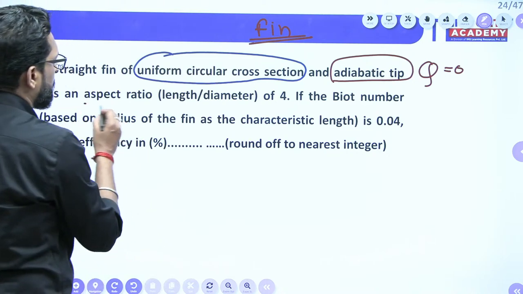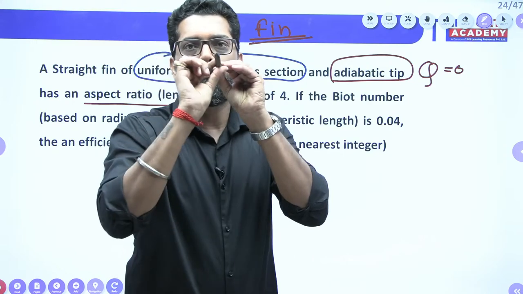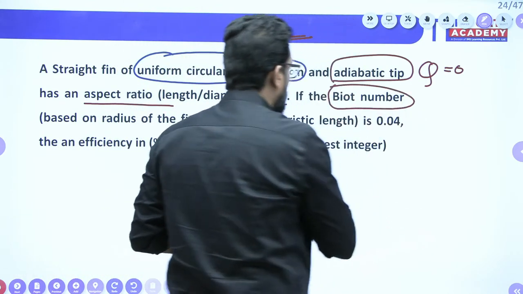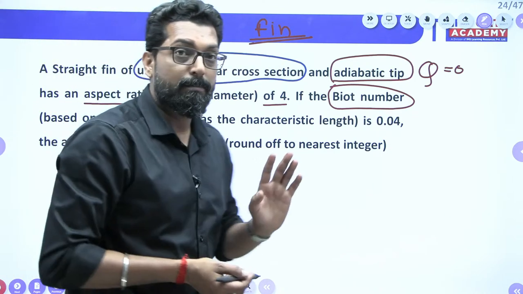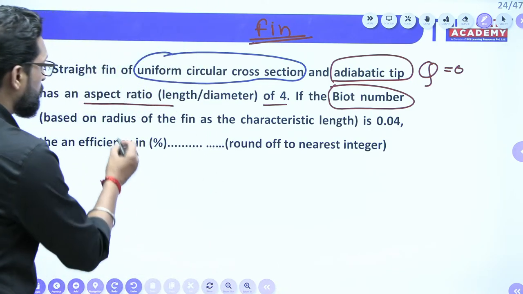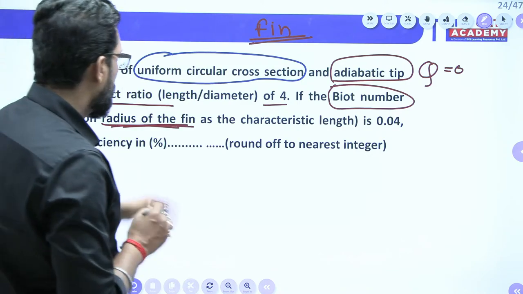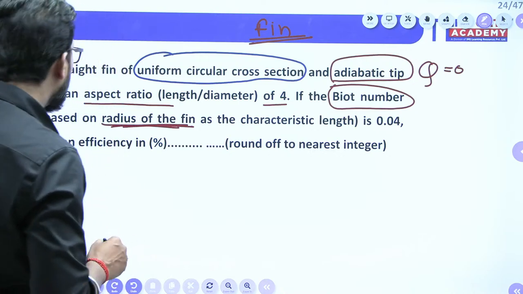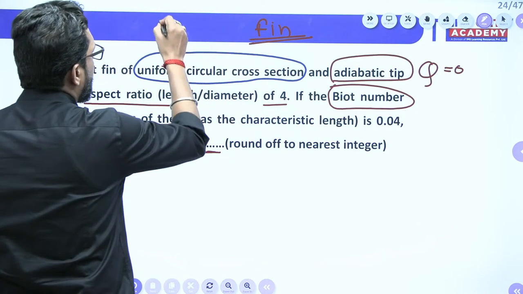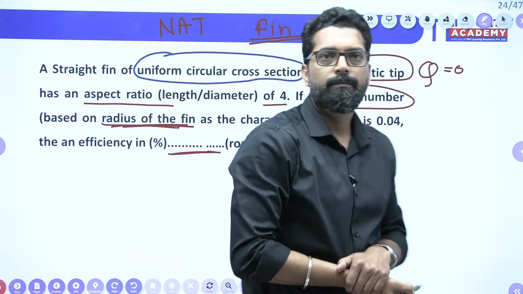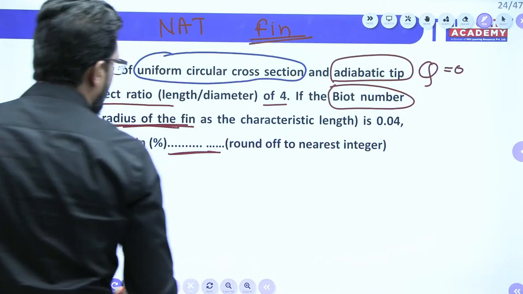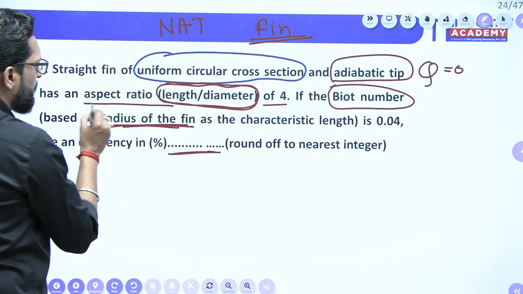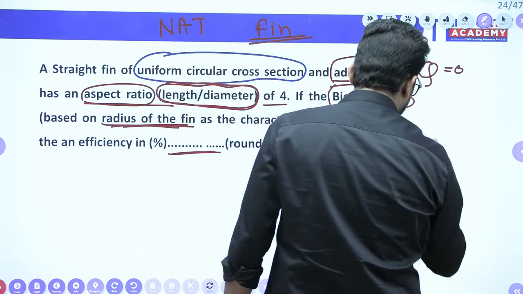And the aspect ratio is length by diameter. That means the length of this fin divided by the diameter is given as 4. If the Biot number, see, there is a confusion here among students. The Biot number has a characteristic length. The characteristic length is based upon the radius of the fin, not the diameter, and the Biot number is given as 0.4. Then the effectiveness of the fin. This is a NAT type question. What is given? The aspect ratio is given. Sometimes it is not given in easy language. You know the aspect ratio: it is the length of the fin divided by the diameter of the fin.